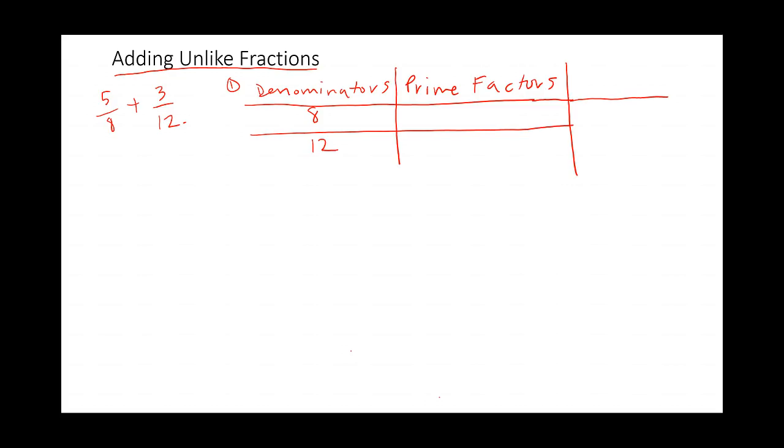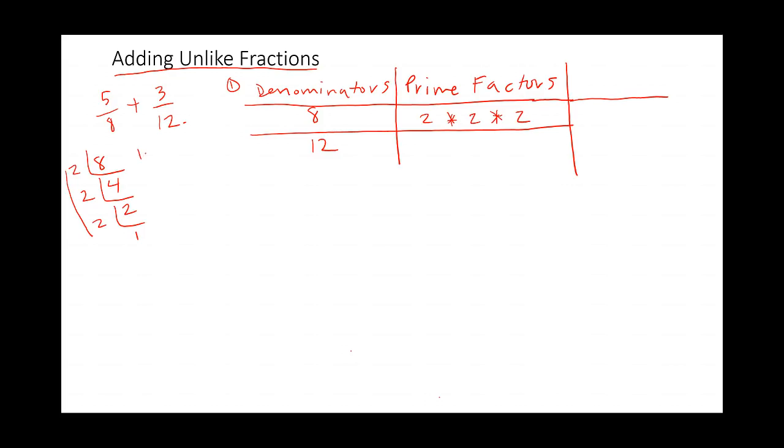Now, if you want, off to the side, you can do your trick where we say, starting with 2, how many 2s are in 8? 4. How many 2s are in 4? 2. And then there's one prime factor left. We're left with 1. So the prime factors are 2, 2, 2. So 2 times 2 times 2.